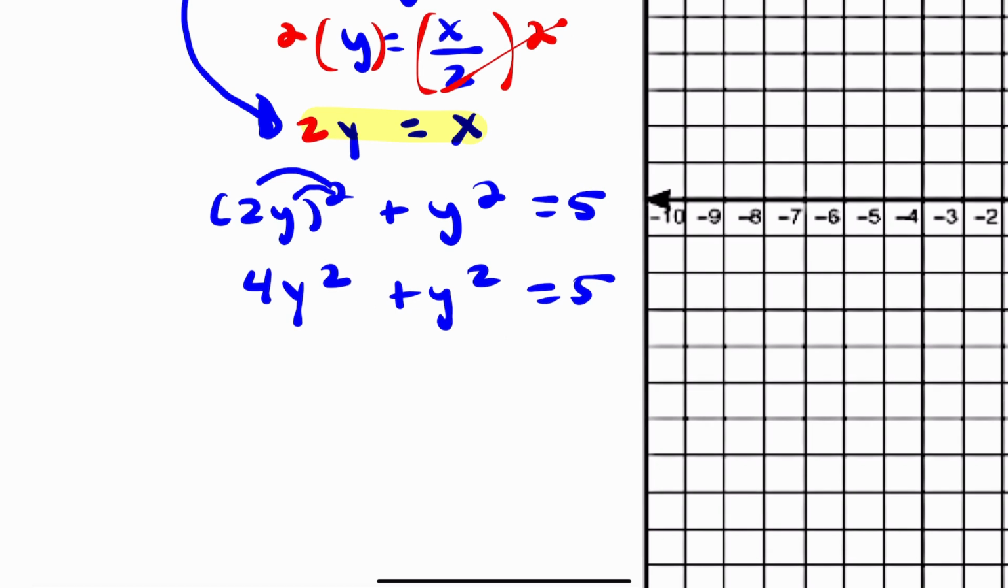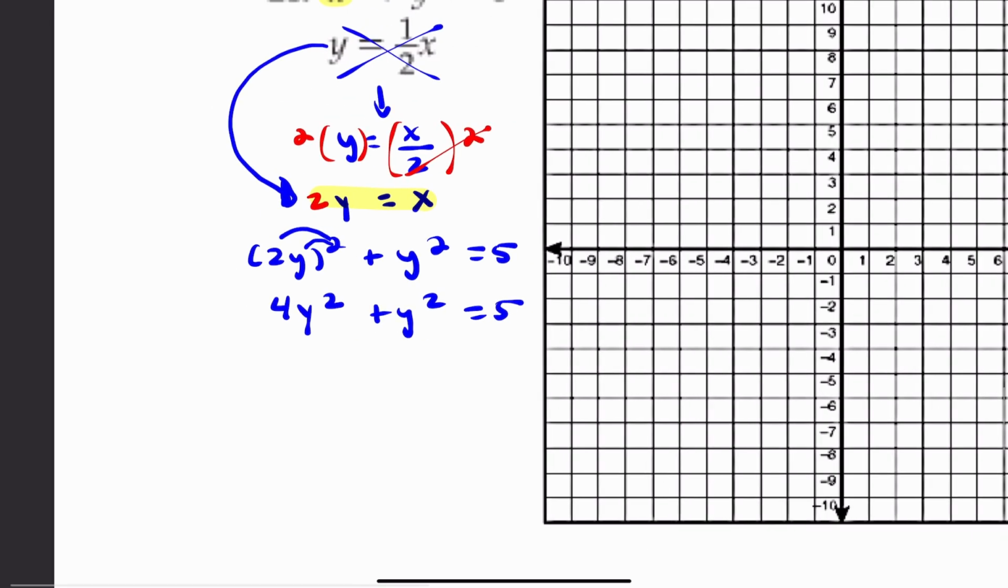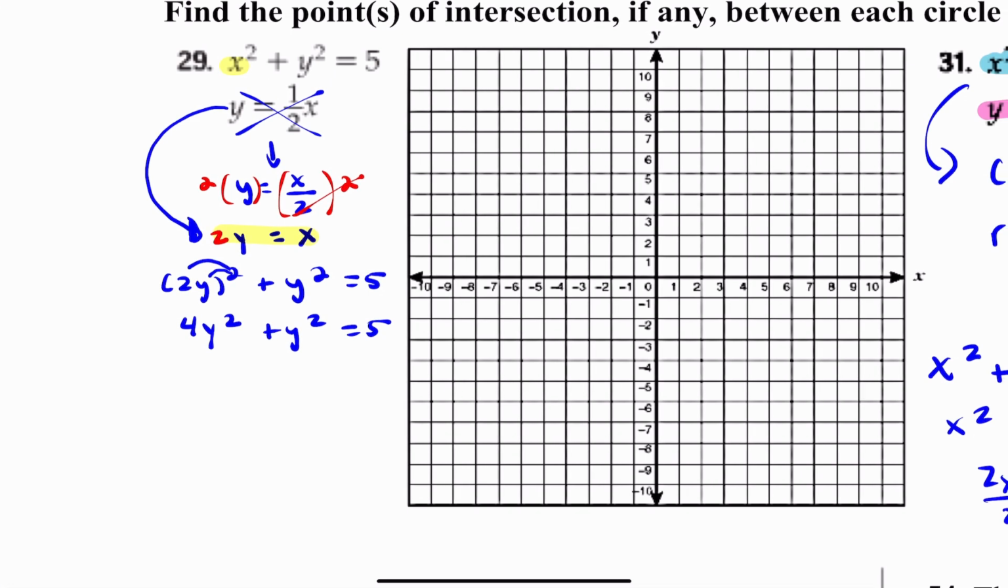You have 4y squared plus y squared equals 5. You can combine the like terms, do the algebra, and then do the rest of the problem. Find the point of intersection. Okay, so there you go.